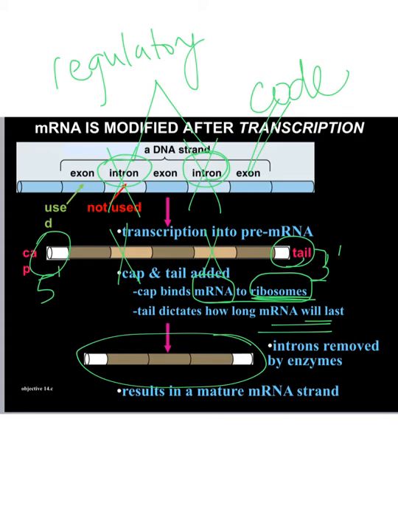So three things happen. We cut out the introns, we add the 5' cap, and we add the 3' tail.